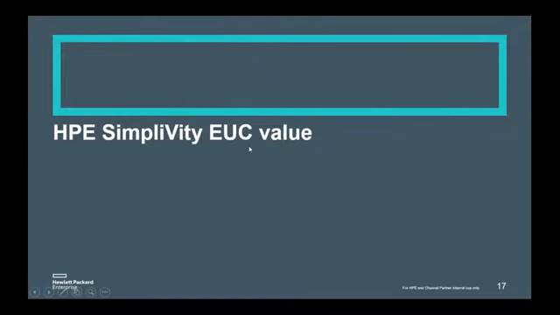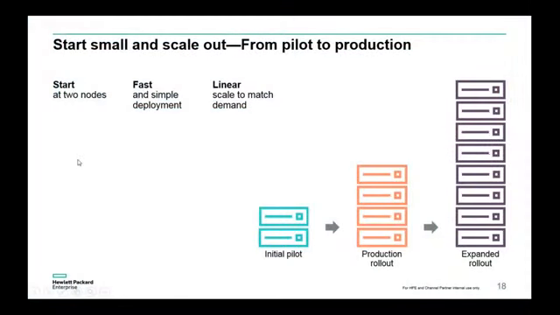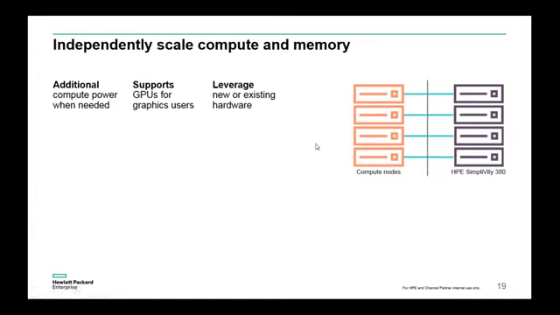So, SimpliVity end user computing value. It starts with two nodes as a pilot project, and then with fast deployment you can move to production, adding more nodes, and then expand and roll out. Linear scale to match the demand. So it independently scales compute and memory. You can add additional compute power when needed, using the external compute node, support GPU for the graphic user, and leverage new or existing hardware.